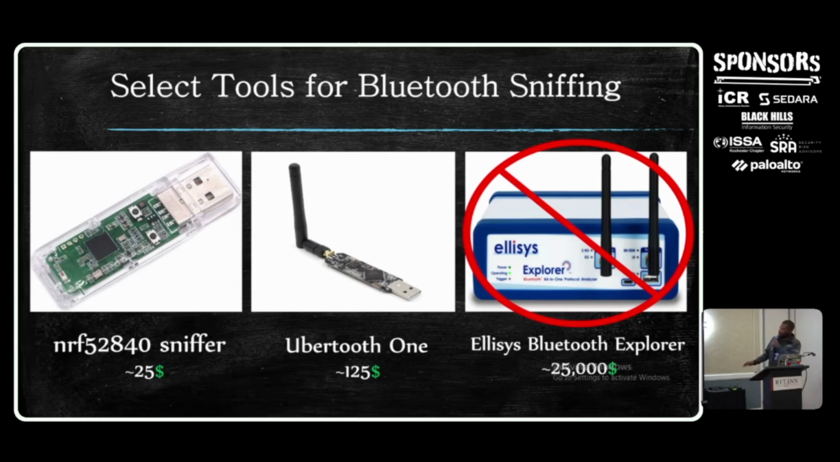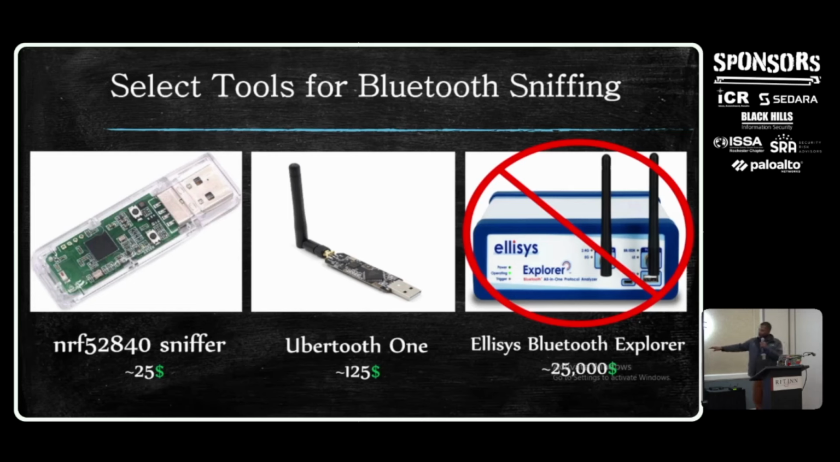So now we have select tools for Bluetooth sniffing. There are a lot of devices. There's the Ellisys Bluetooth Explorer, probably not even pronouncing that one right, but we looked at it at $25,000. The thing about Bluetooth is that because the advertising is always done on one of 3 overlapping channels, depending on the device, if you're using a device like the Ubertooth One, you can only get about 33% of the information that you need. So it's recommended to have 3 Ubertooths for this to work out properly. But in all honesty, the Ubertooth One worked out best for me.